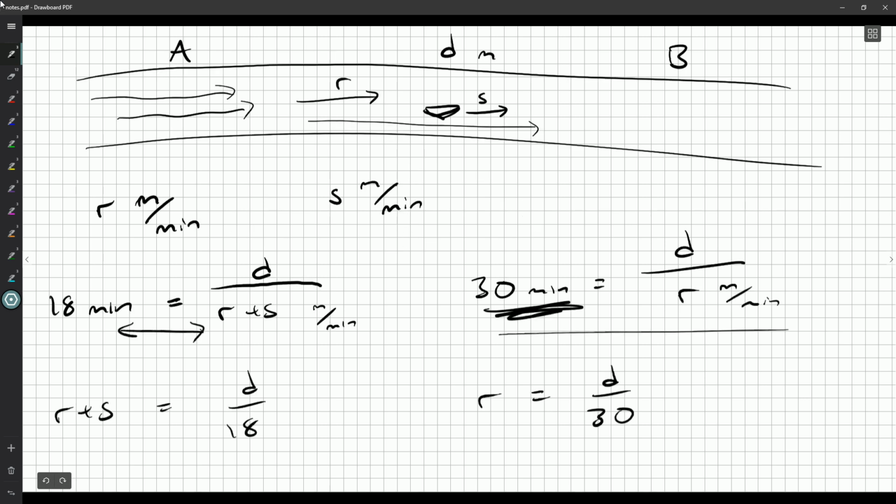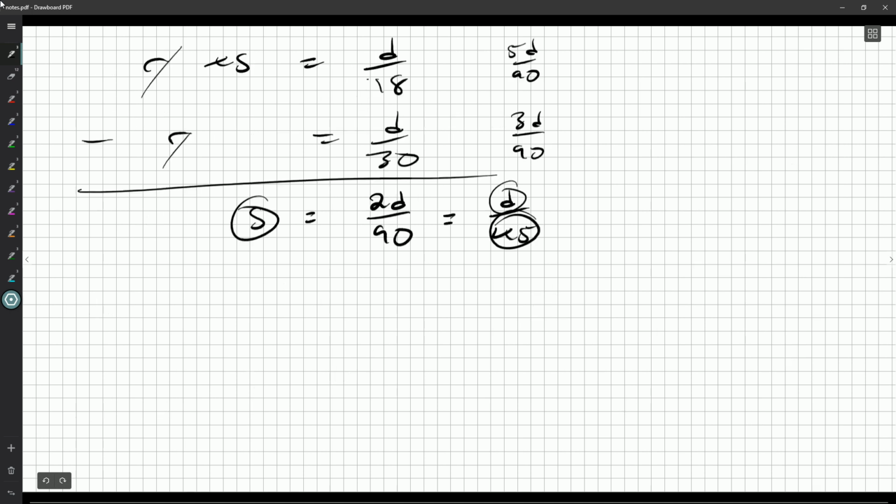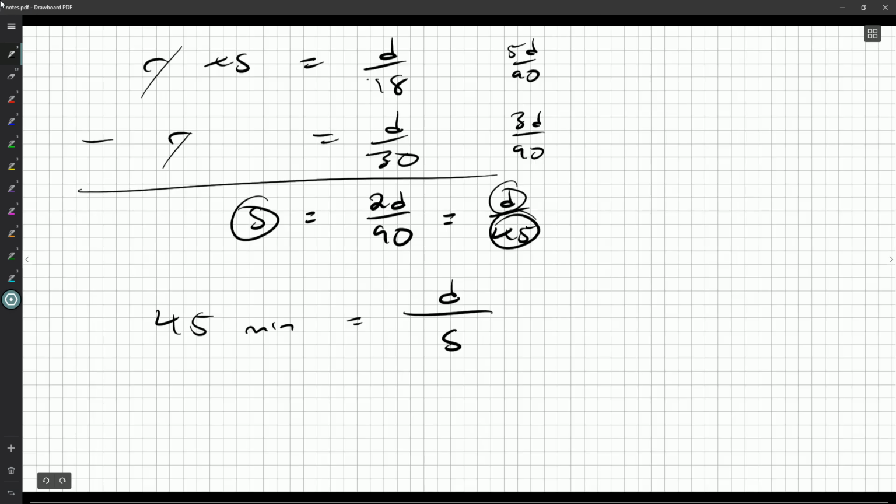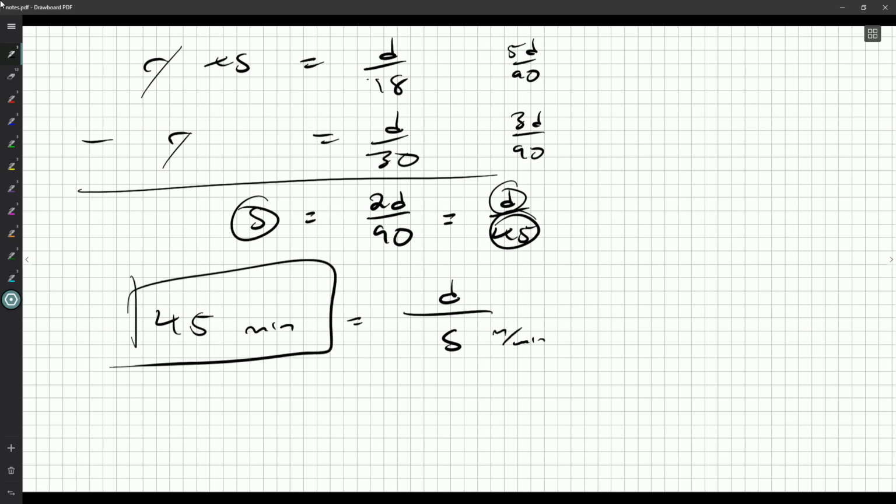Now we can do the same trick. When we rearranged these expressions here, we solved for the time. We could actually rearrange this and say, okay, 45 minutes must be the distance he wants to travel, A to B, divided by the speed of just him paddling with no current. And that's exactly what we want. If there were no current, how long would it take him? 45 minutes. And there we go. That's all there is to it.